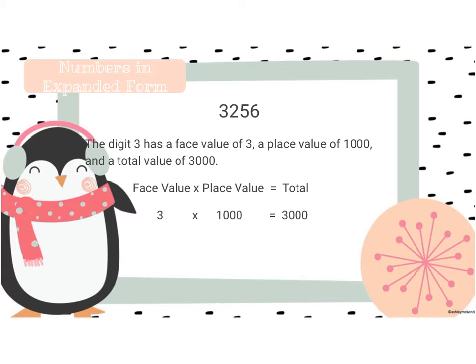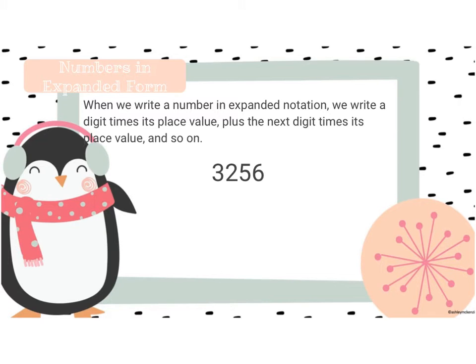So face value is what the number is right here. It's a 3. But the place value is 1,000. So you do 3 times 1,000 to get your total. Does that make sense to everybody? Okay, let's look at another example.